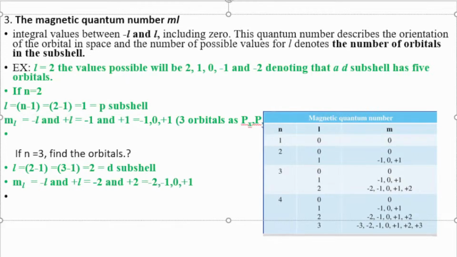So minus 2, then we can tell: dxy, dyz, dxz, dz squared, and dx squared minus y squared. Those are the 5 orbitals.